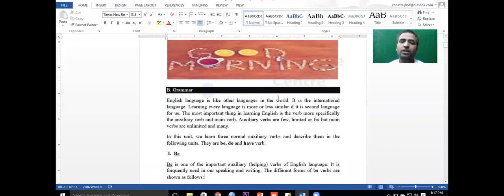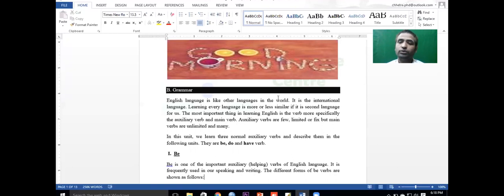English language is like other languages in the world, and it is the international language. Learning every language is more or less similar if it is a second language for us. The most important thing in learning English is the verb, more specifically the auxiliary verb and main verb. Auxiliary verbs are few, limited, or fixed, but main verbs are unlimited and many. So in this unit, we learn three normal auxiliary verbs and describe them in the following units. They are be, do, and have verb.